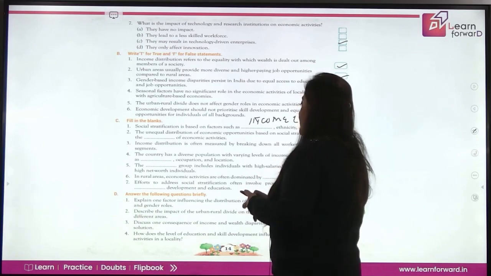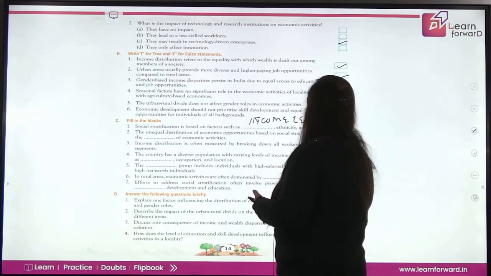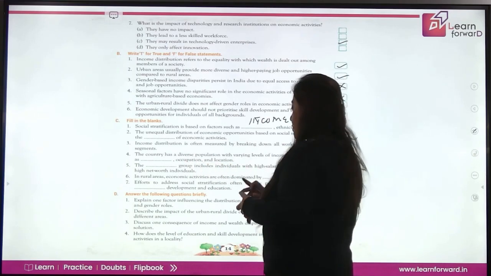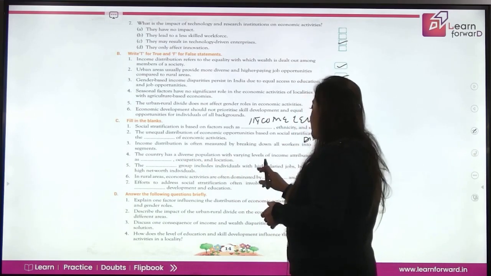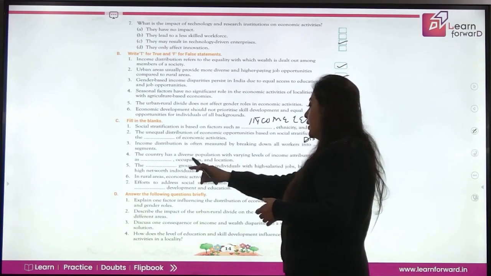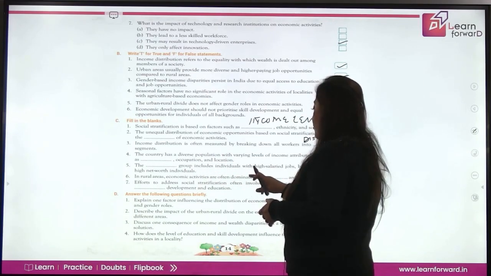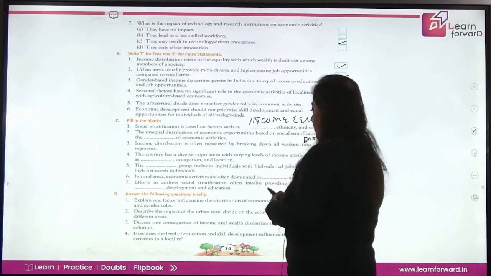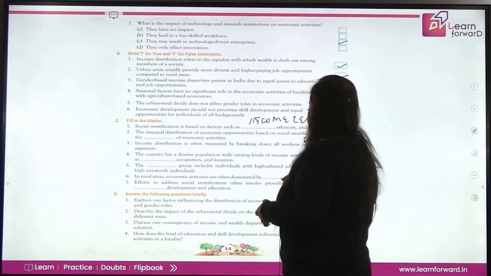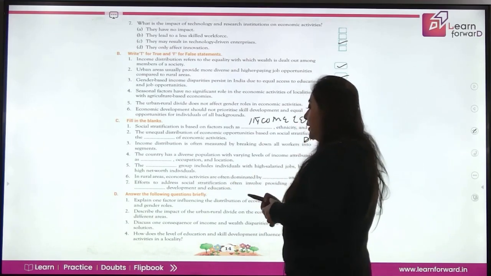The country has a diverse population with varying levels of income attributed to factors such as education, occupation, and location. The dash group includes individuals with high salary jobs. They are the high income group. In rural areas, economic activities are often dominated by agriculture and traditional industries. Efforts to address social stratification often involve providing equal opportunities for skill development and education.